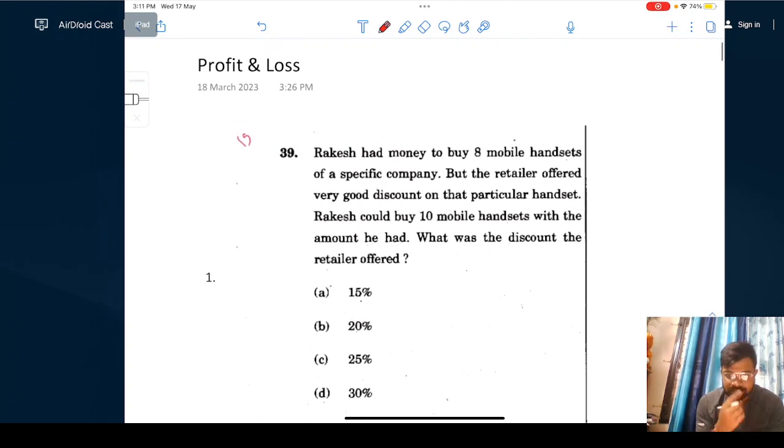So we already did some questions in class. We will see all the questions in one go. What we have to keep in mind is the assumption. When we are able to assume things correctly in profit and loss, the questions become easy by themselves. Okay, so look at the first question.